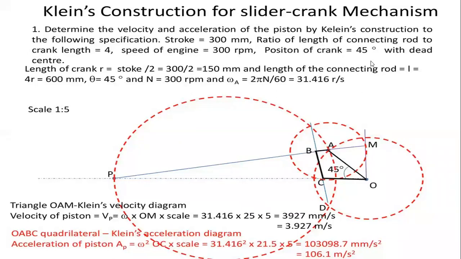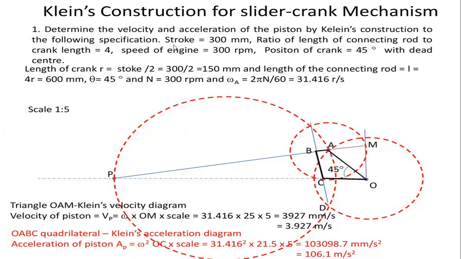So next I am seeing the example problem for this Klein's construction. So let's see an example problem for this. That is model problem. Determine the velocity and acceleration of the piston by Klein's construction to the following specification. So we are going to draw the velocity and acceleration for Klein's construction for the following specifications.